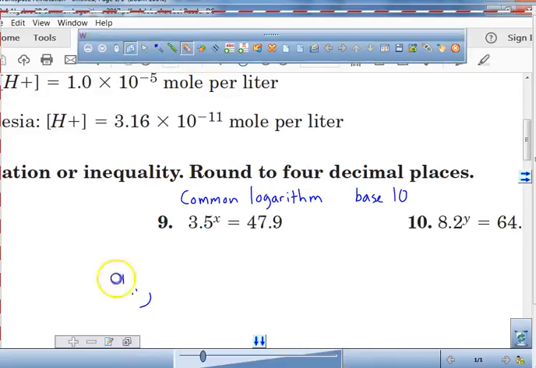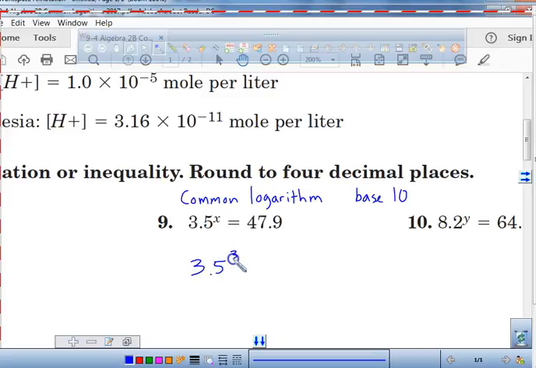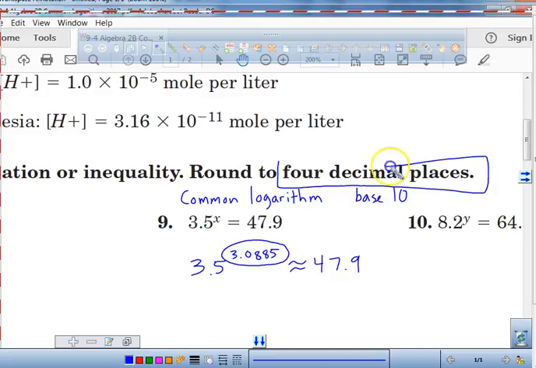Now, we did this problem yesterday, but we did it by guess and check, right? And I believe Bailey found it to be 3.0885, and that got us really close to 47.9. Okay? Now, she got it right, but it took her quite a few times in the calculator before she was able to find the answer to 4 decimal places. So today what we're going to do in this video is show you how to get to this answer without having to guess and check.